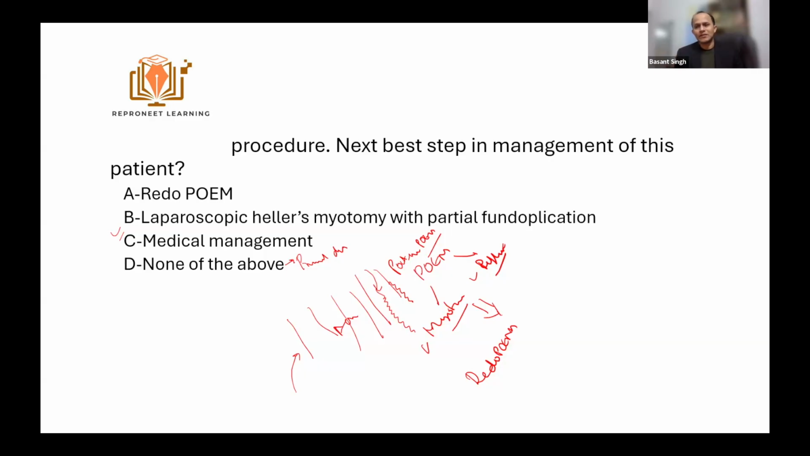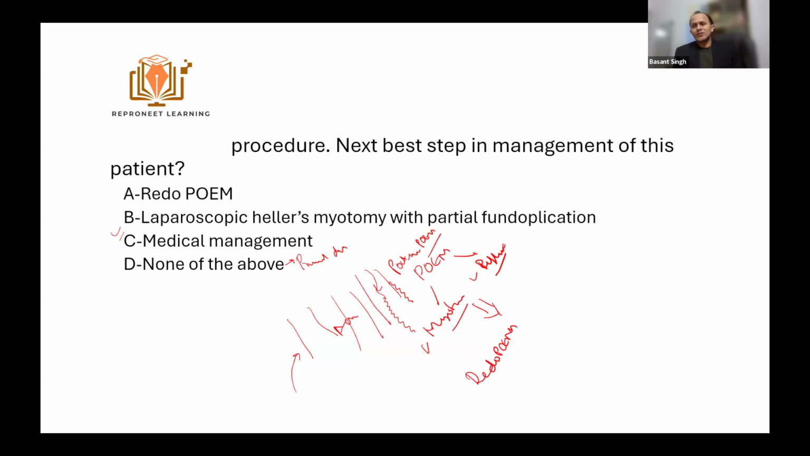We just remove the esophagus. But it becomes very radical for a benign disease. So that is why we have to use all your minimally invasive ways. If POEM is not working, we do a Heller's myotomy. It's vice versa also: if you've done a Heller's and it is not working, you can do a POEM in that patient. The same concept applies here also. If you have done a POEM, then you can do a Heller's. So that is how it is.